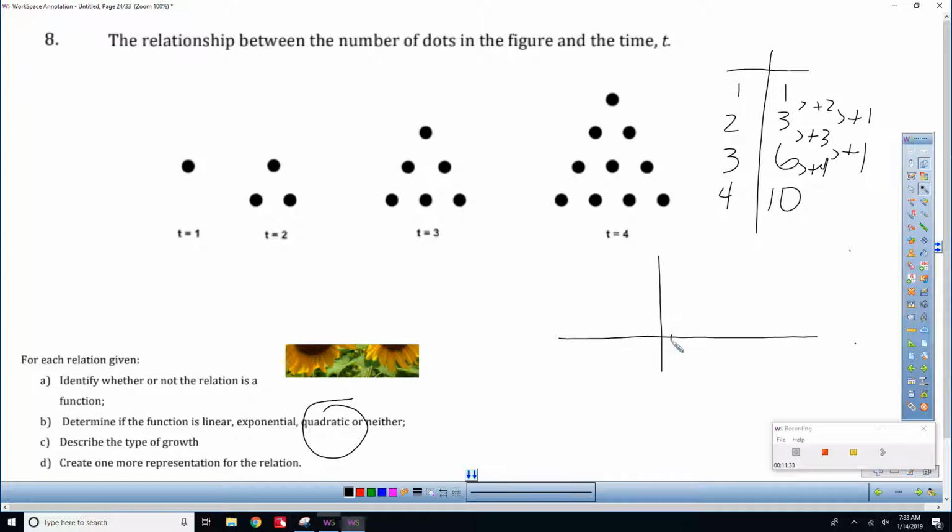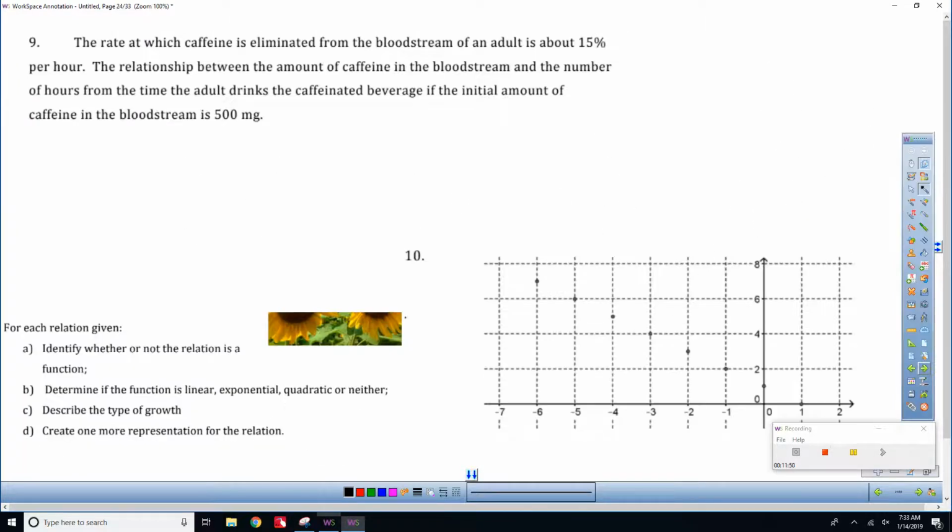So 1 comma 1, 2 comma 3, 3 comma 6, there we go. Okay?